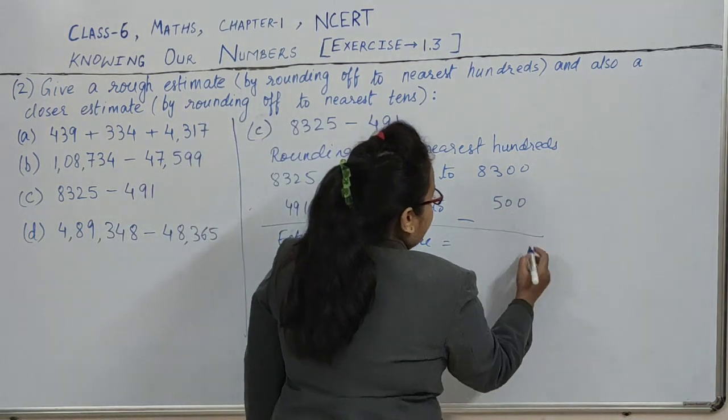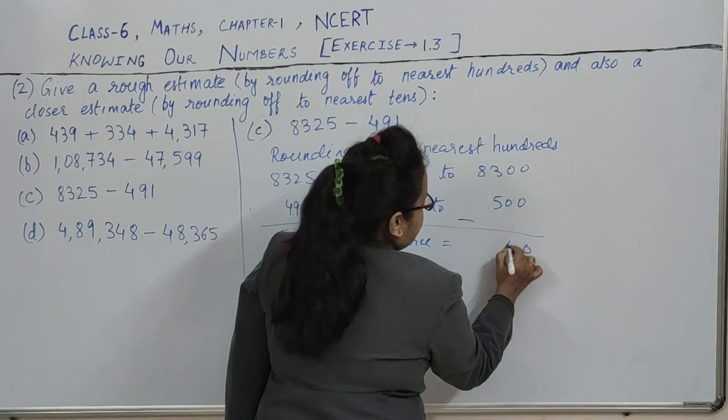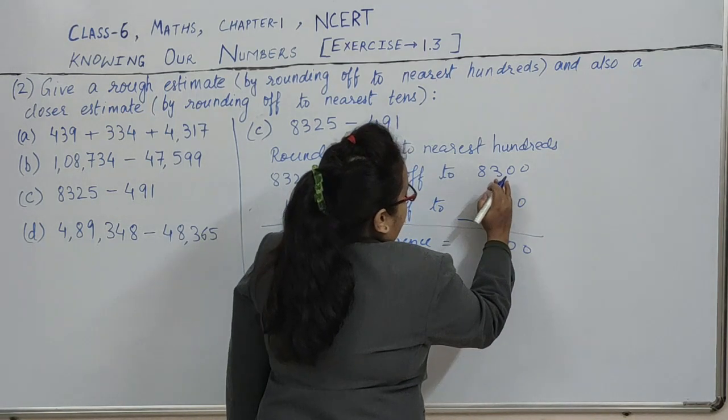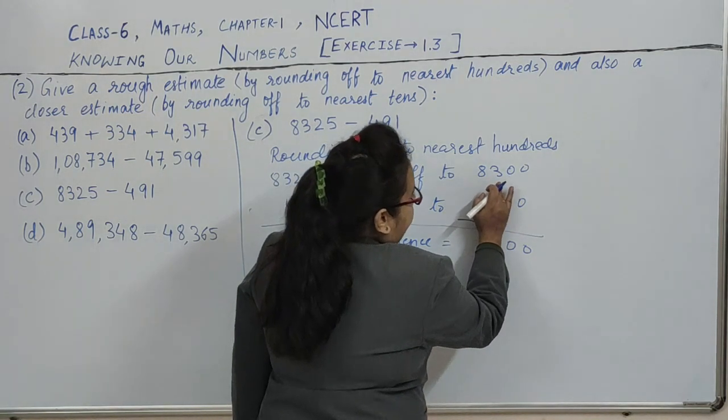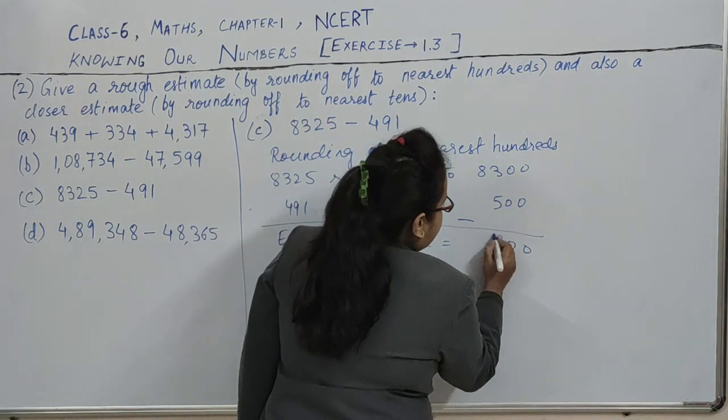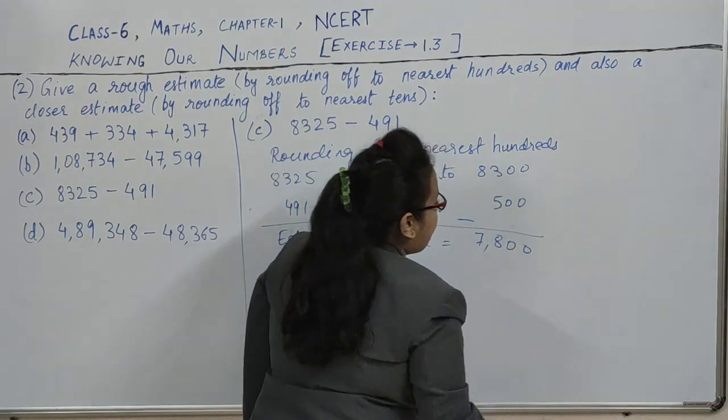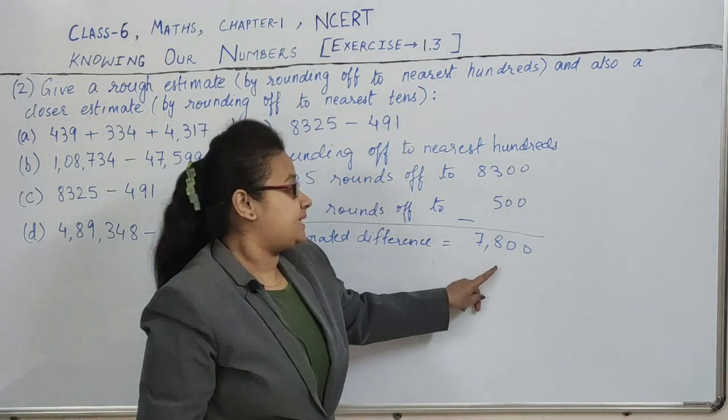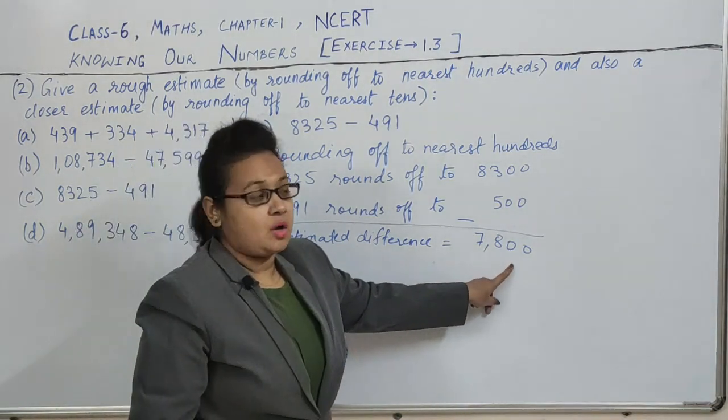Now we will subtract. 0 minus 0 is 0. 0 minus 0 is 0. 3 minus 5 not possible, so we will take one carry. 13 minus 5 is 8. This becomes 7. So it is 7,800. The estimated difference is 7,800.